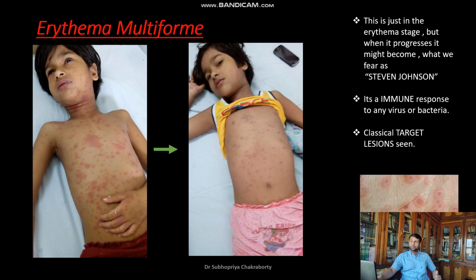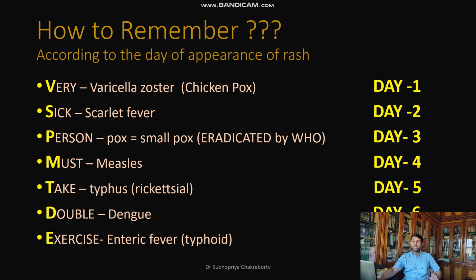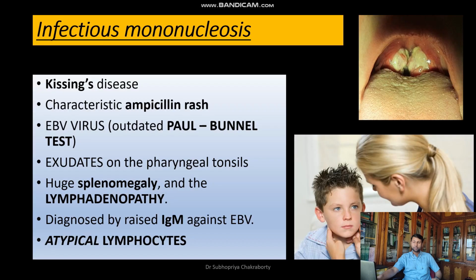Erythema multiforme. This is just in the erythema stage, but when it progresses, it might become what we fear as Stevens-Johnson syndrome. Classically, we can see some target lesions like this. This is a picture from our wards.